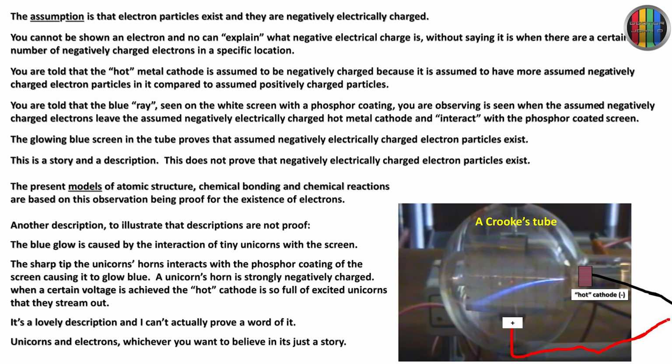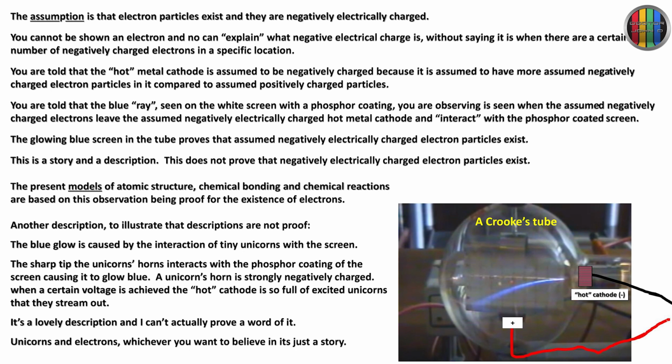You are told that the blue ray seen on the white screen with a phosphor coating you are observing is seen when the assumed negatively charged electrons leave the assumed negatively electrically charged hot metal cathode and interact with the phosphor-coated screen. The glowing blue screen in the tube proves that assumed negatively electrically charged electron particles exist. This is a story and a description. This does not prove that negatively electrically charged electron particles exist.